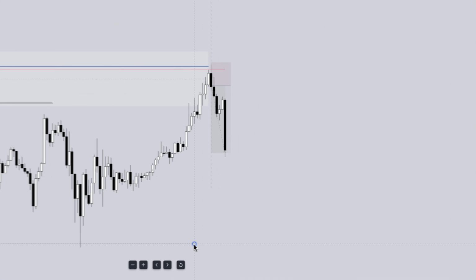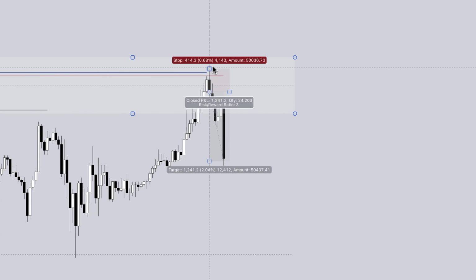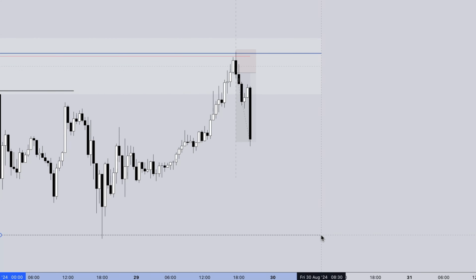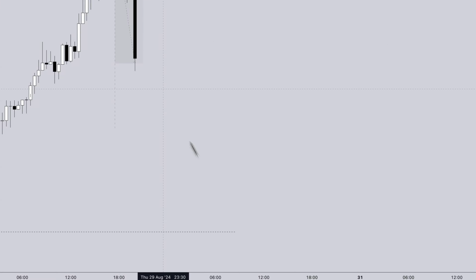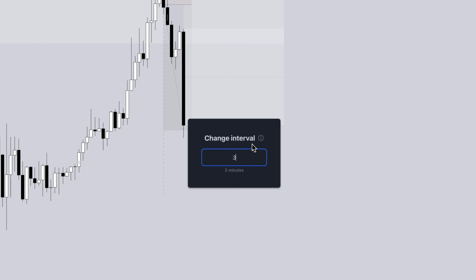And now I still want to be conscious of this low and these levels because we haven't closed through them. But for now, I will mark this as well and will hunt for new entries in there.